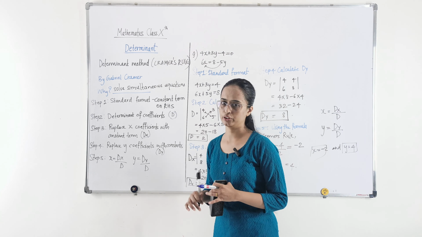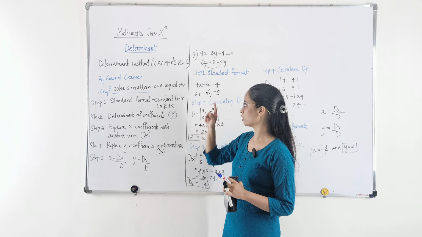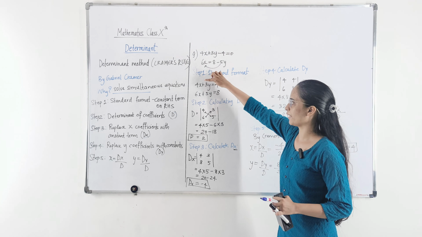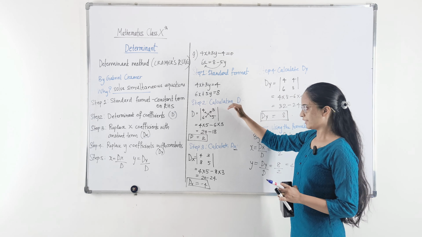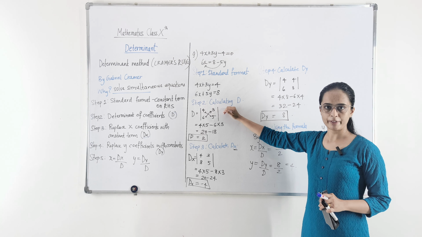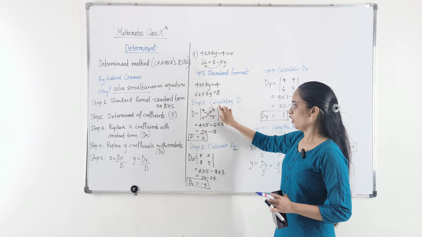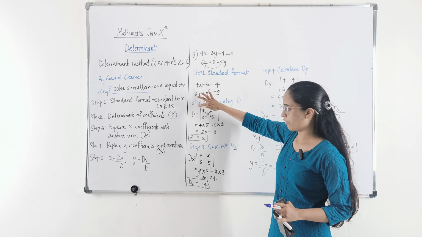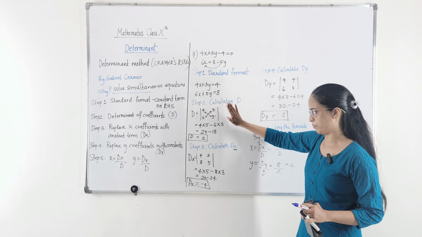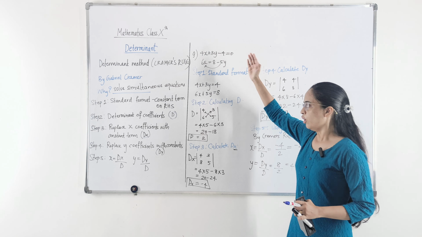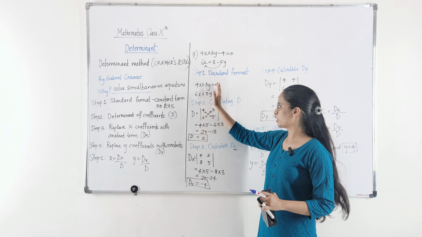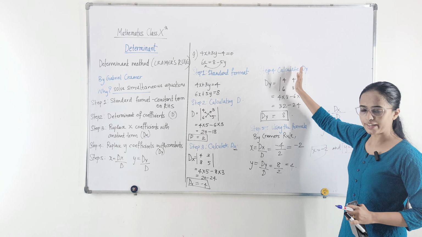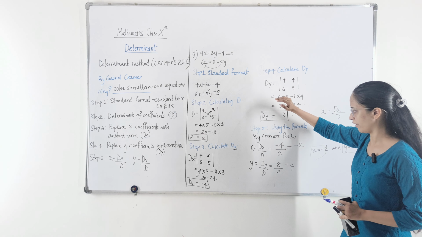Using Cramer's rule, it is a 5-step process in which the first step is to write down the equations in the standard format, which is of the form ax plus by equals c. In step number 2, you would be calculating the determinant for the coefficient matrix, meaning you have to write these coefficients and find their determinant. Ignore the constant term. In steps number 3 and 4, you're going to replace the x coefficients with the constant term and calculate dx, and for dy, you're going to replace the y coefficients with the constant term and calculate dy.